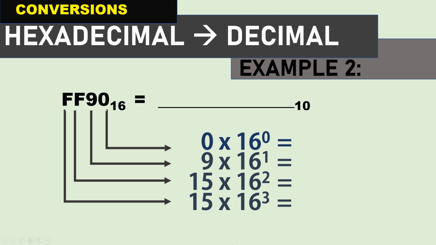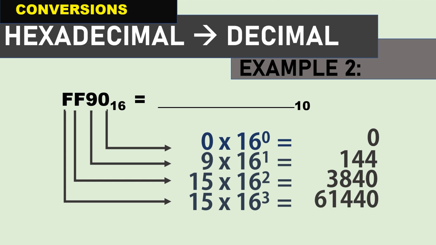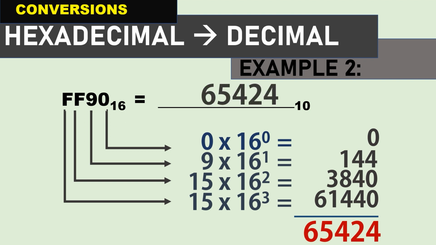Getting the product of each, we have 0. 9 times 16 raised to 1, we have 144. The next one is 3840. And the digit on the left, we have 61,440. Adding the products, we will have now 65424. And that will be our conversion.